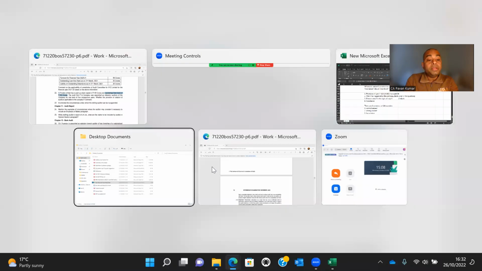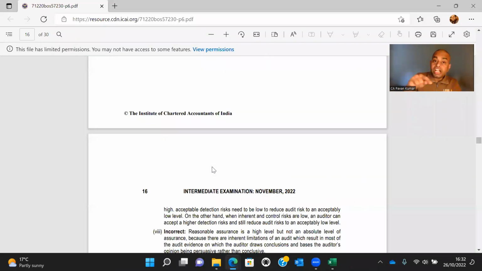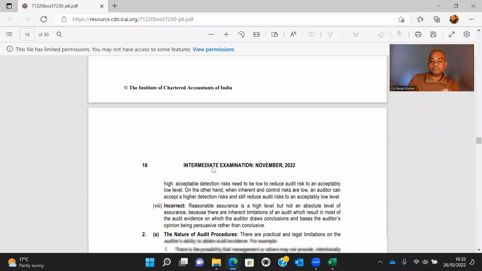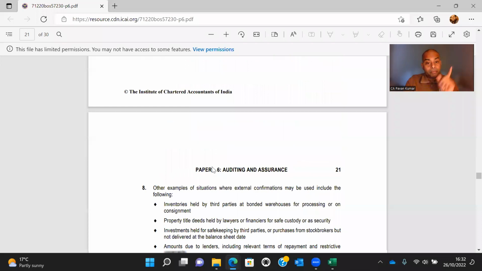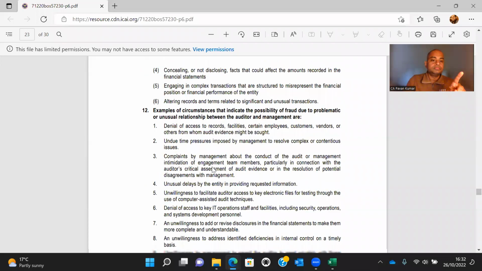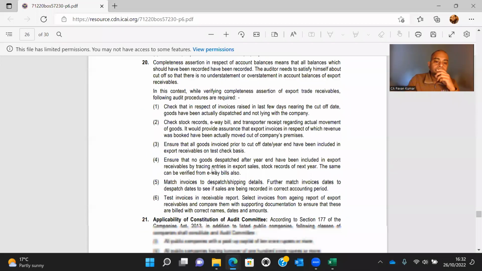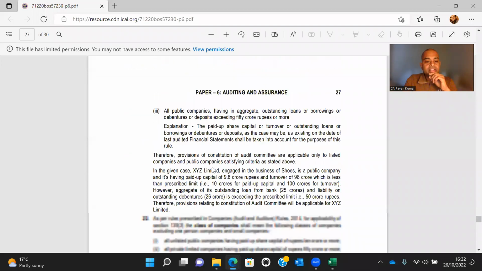So auditor cannot be reappointed. Rotation of auditors is applicable to them. Rotation of auditors is applicable. Appointment of auditor is valid. Question number 21. No, 22.